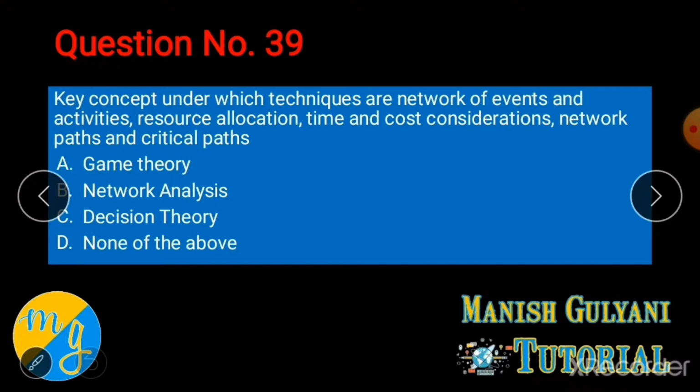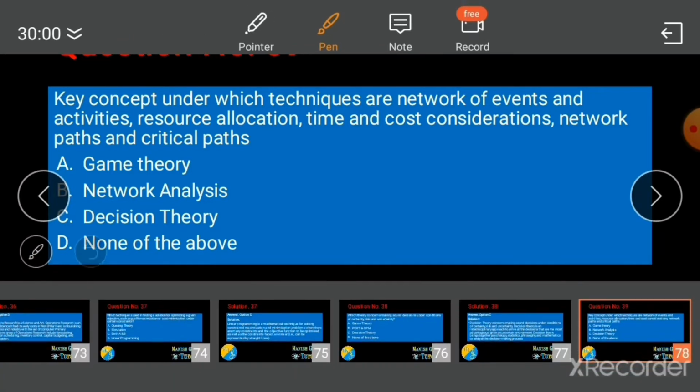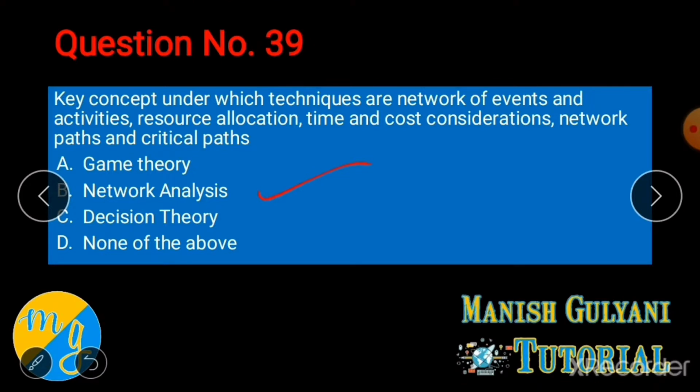Key concept: under which technique are network of events, activities, resource allocation, time or cost consideration, network path and critical path used? In which chapter have you heard all these terms? Definitely not in game theory. Network analysis, decision theory, or none of the others. The correct answer is network analysis, option B.